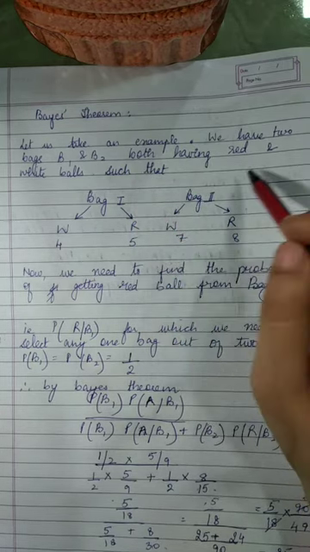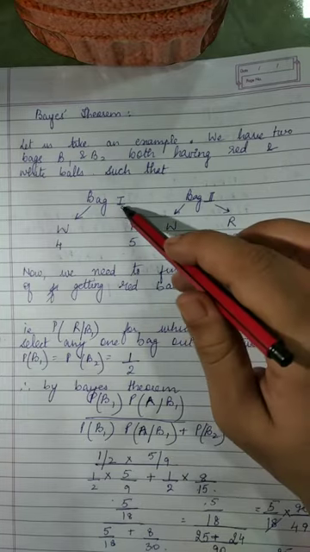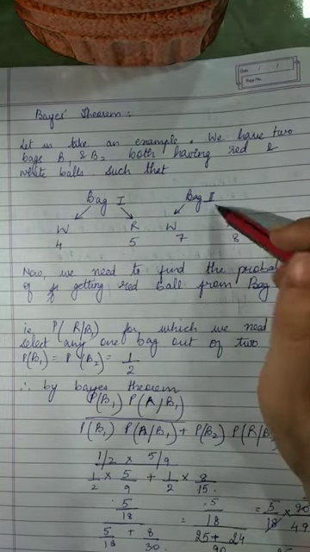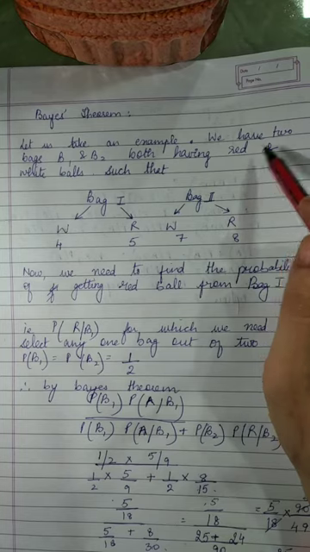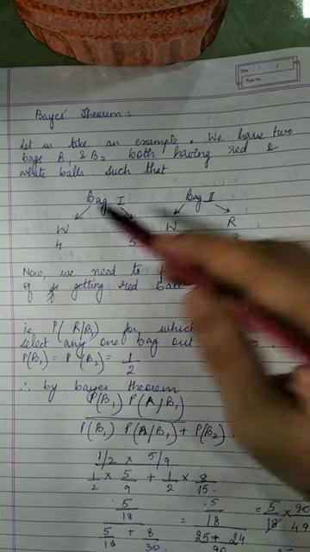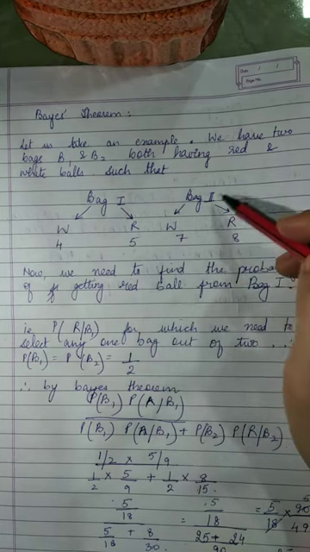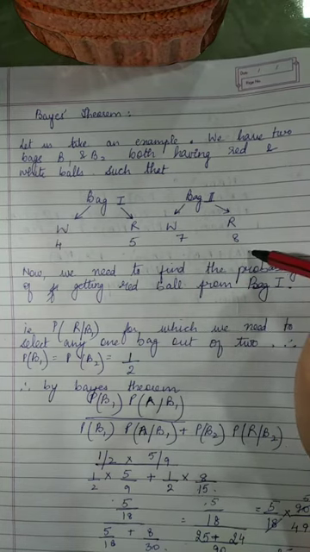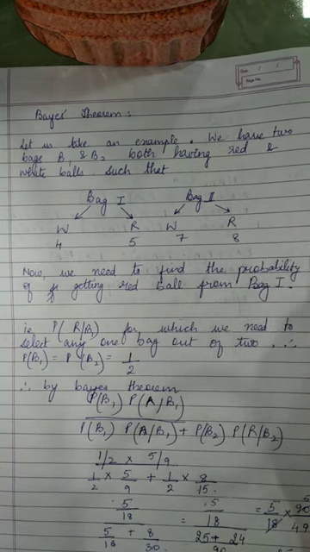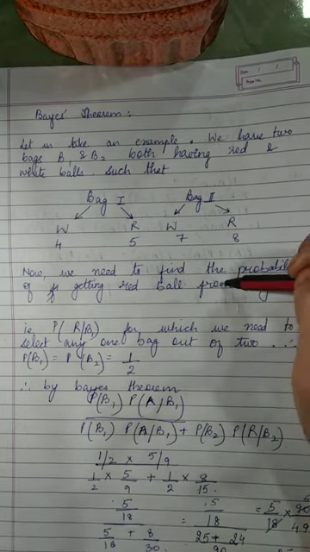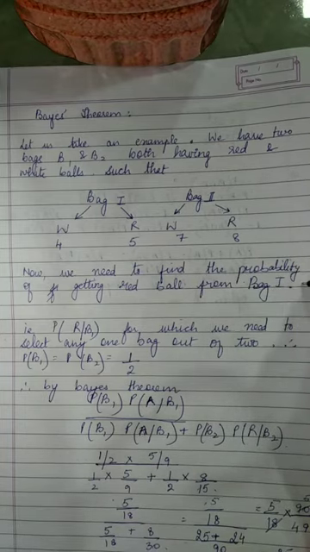We have two bags, let's say bag 1 and bag 2, represented by B1 and B2. Both are having red and white color balls, right? So let's say bag 1 has 4 white balls and 5 red balls, and bag 2 has 7 white balls and 8 red balls. We need to find out the probability of getting a red ball from bag 1, right?